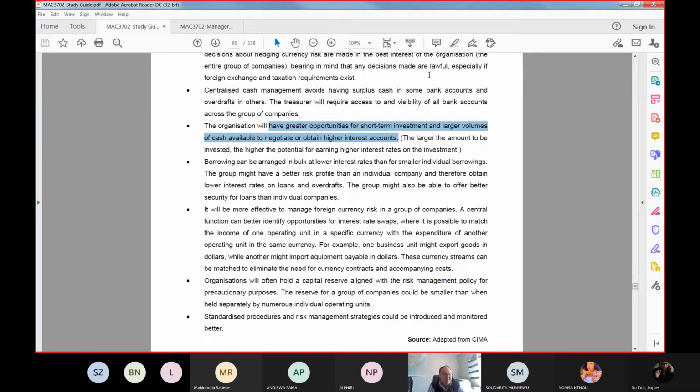Standardized procedures and risk management strategies could be introduced to monitor better. Standardized, so it will not be per country, it will be one whole solid rule. Okay.